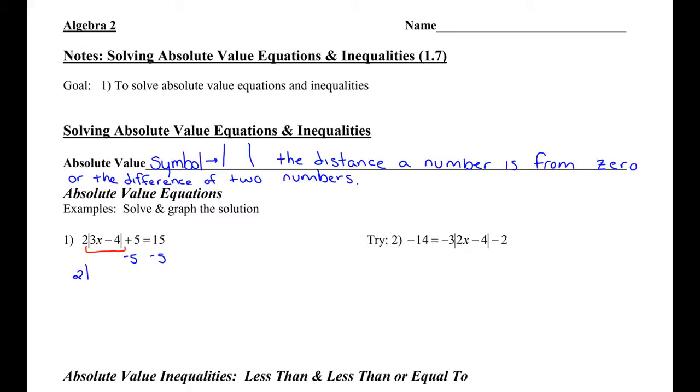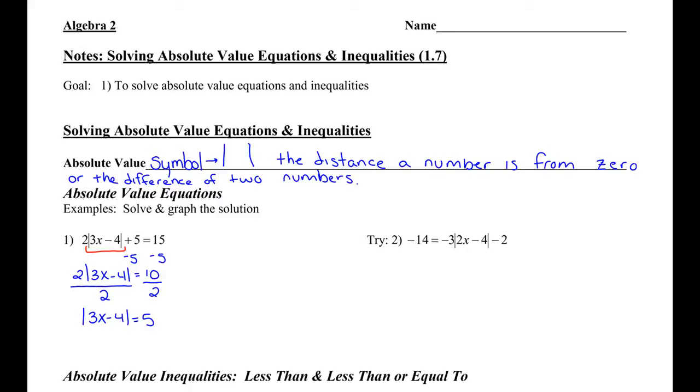We're left with 2 times the absolute value of 3x minus 4 is equal to 10. Still trying to get the absolute value by itself, I need to get rid of the 2, which means I'm going to divide. And I'm left with the absolute value of 3x minus 4 is equal to 5. From here, I'm going to set up two equations.